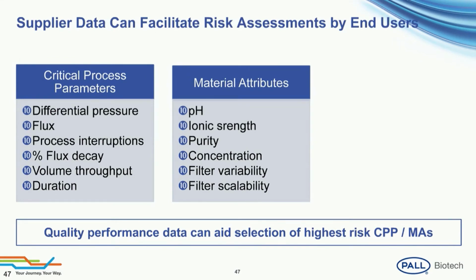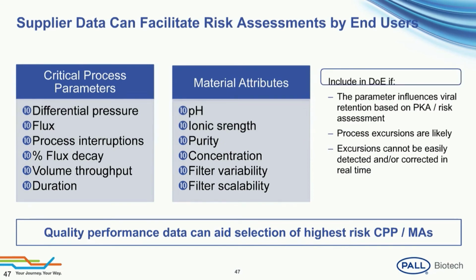Supplier data can facilitate risk assessment by the end users. The data provided by supplier with bacteriophages can help predict virus filter performance with respect to virus clearance and also can help to establish initial design space. However, supplier performance data does not replace the need for the end user to perform their own design of experiment studies. It can help to understand what factors may present the highest risk. Parameters which could potentially influence virus retention should be included in your DOE, like process interruptions, low pressures, etc.